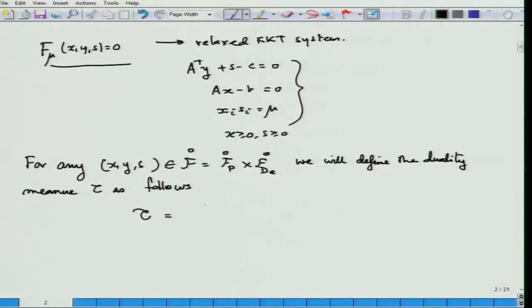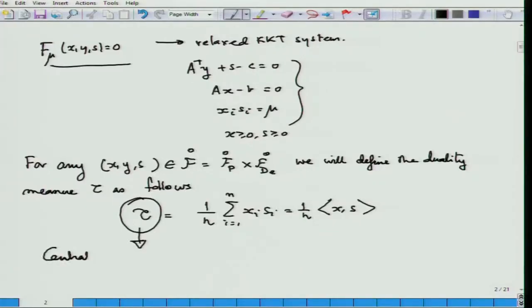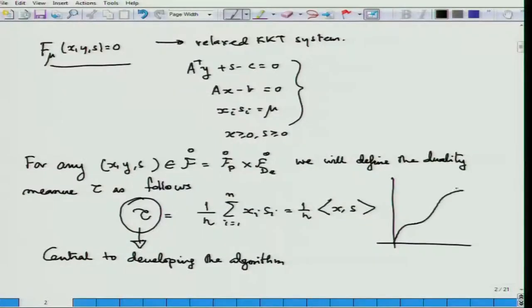Tau is equal to 1 by n times the summation of x_i s_i, i equal to 1 to n, or the inner product. So, this is the same as the inner product. Now, this tau is central to developing the algorithms, because the approximate solutions of these equations will not give me x_i s_i equal to mu. So, they would not be exactly on the central path. If this was my central path, what I will get is something nearby. So, I want to take those x and s and try to see. Let me look at the whole thing in the x s space, which is much simpler.